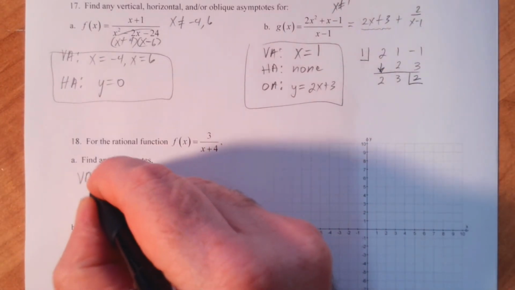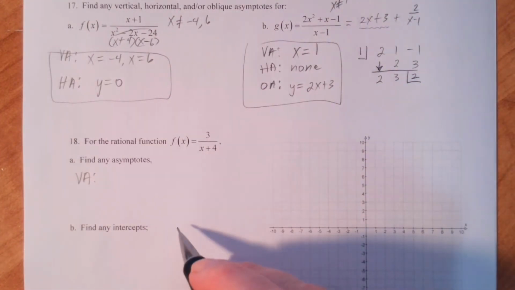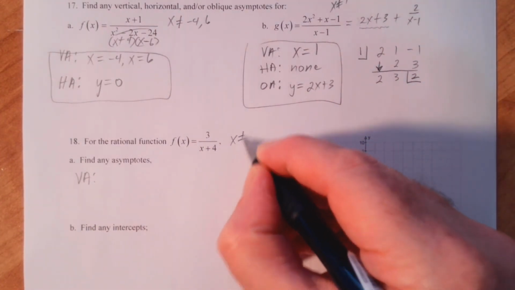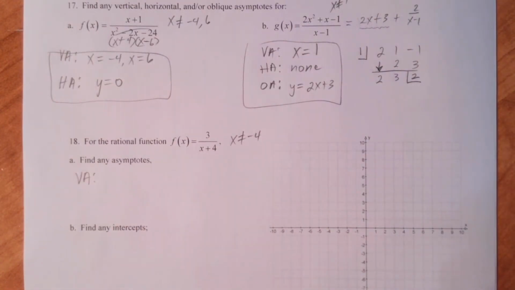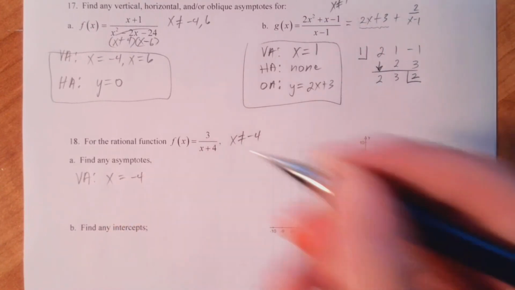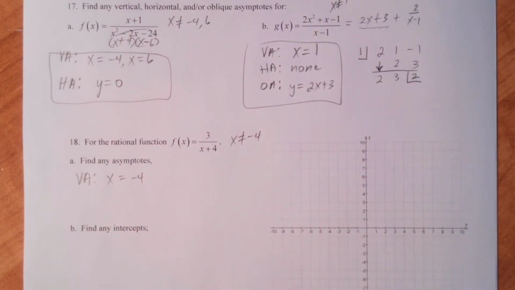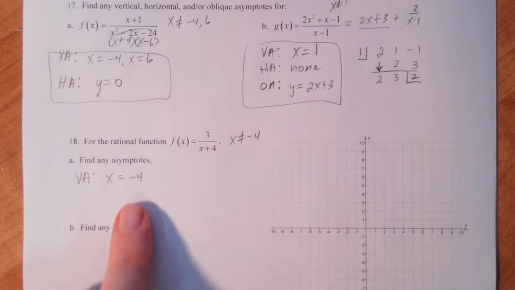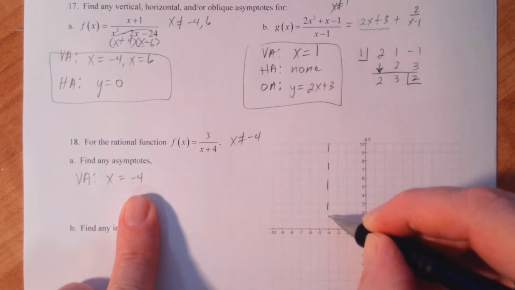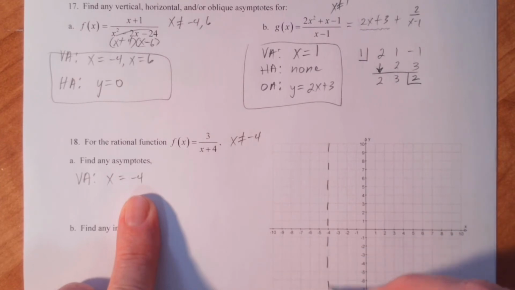So vertical asymptotes, we'll have a vertical asymptote at, let's see, x can't be -4 here. That would be our restricted value. So that's where our vertical asymptote is. x equals -4. So that's our vertical asymptote. Let's go ahead and put that on the graph here.